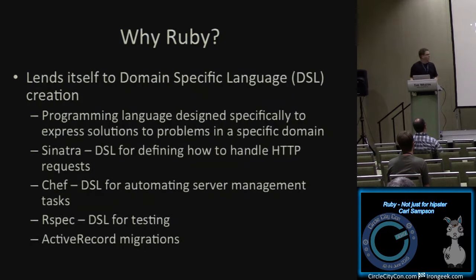It lends itself to domain-specific language creation. A domain-specific language is a language designed specifically to express solutions for a problem in a specific domain. And here are some examples of ones that you've probably used in Ruby. Sinatra, which is the DSL that allows you to define how you handle HTTP requests within your application. Chef, used for automating server management tasks. RSpec, which is another DSL for testing. And then ActiveRecord migrations, if you've seen those. Those are a DSL that help you set up your database and do rollbacks and things like that.